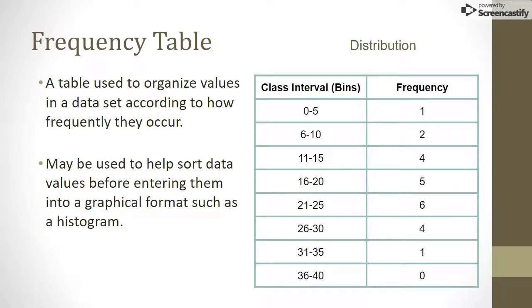In this frequency table, there's one data value that falls between 0 and 5. There are two data values that fall between 6 and 10, and so on. Frequency tables can be a helpful way to begin to organize and sort data values, and they can also be useful if you plan to graph your data using a histogram.